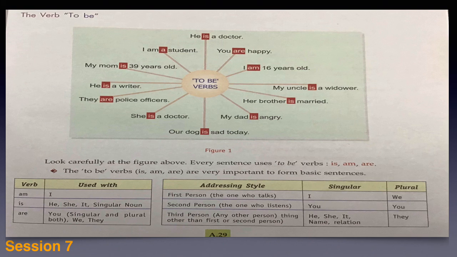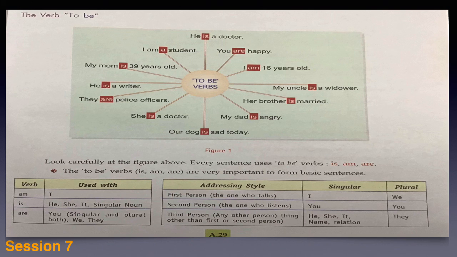These are mentioned, right? Now, how to make them, with whom, how you will couple the verb with the entire sentence, what is going to be the significance. Am is going to be used with I, is is going to be used with he, she, it, singular noun, are is going to be used with you, whether it's singular or plural, and with both we and they.